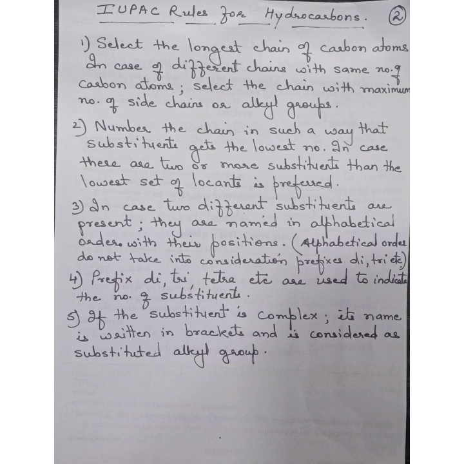Prefixes like di, tri, tetra, etc. are used to indicate the number of substituents. If the substituent is complex, its name is written in brackets and is considered as a substituted alkyl group.